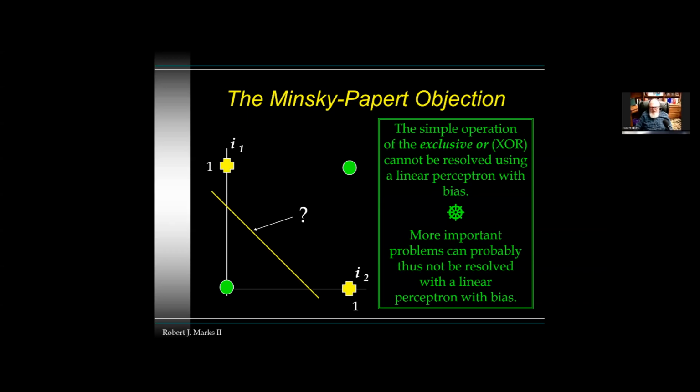Now, if you couldn't use it to do a simple exclusive OR, how could you use it for anything realistic? There's going to be so much stuff, according to Minsky and Papert, that can't be resolved by this. The simple operation of the exclusive OR cannot be resolved using a linear perceptron with bias. And the bigger point is that many other problems probably cannot be resolved either. There have to be other sorts of problems. So what they were pointing out is the limitations of the neural network.